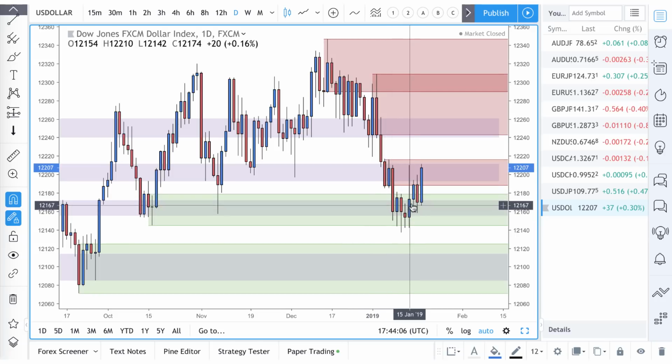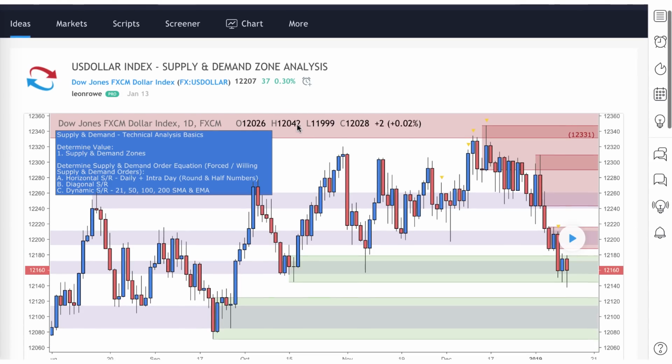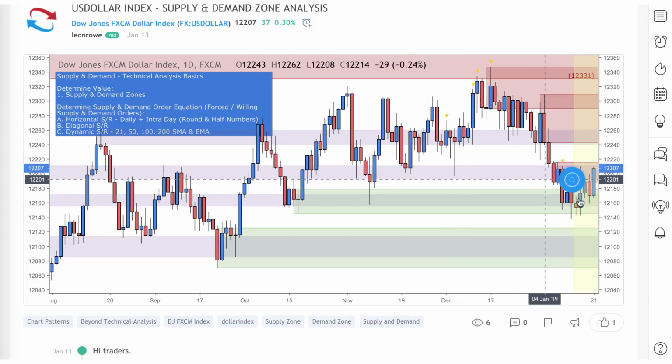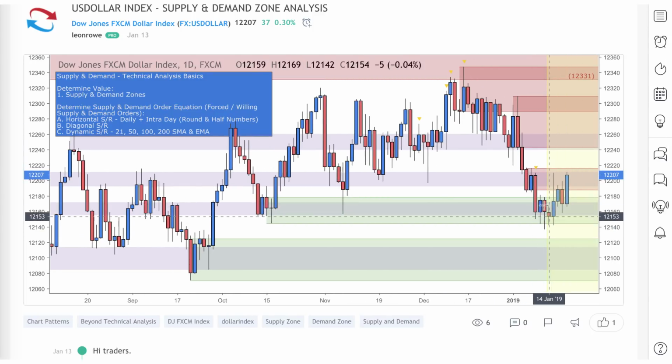You can see from last week, and in fact, I'll go to the chart that was posted last week. So this was last week's analysis. Press play. We did again react off of this demand zone here, and then we went a bit higher, obviously, into this supply zone.